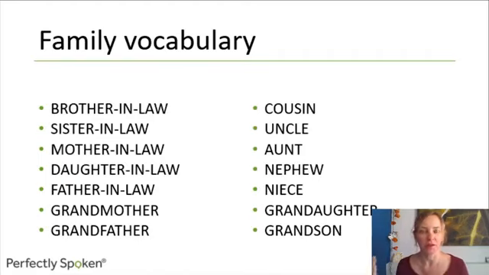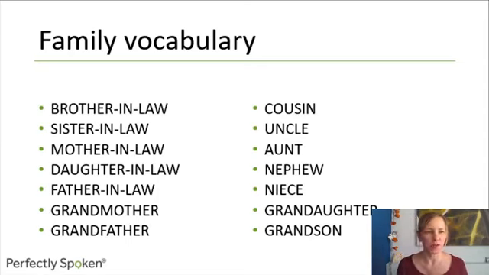Grandmother is also grandma, nana. Grandfather can be granddad, grandpa, cousin, uncle, aunt, nephew, niece. Nephew is male, niece is female, granddaughter and grandson.